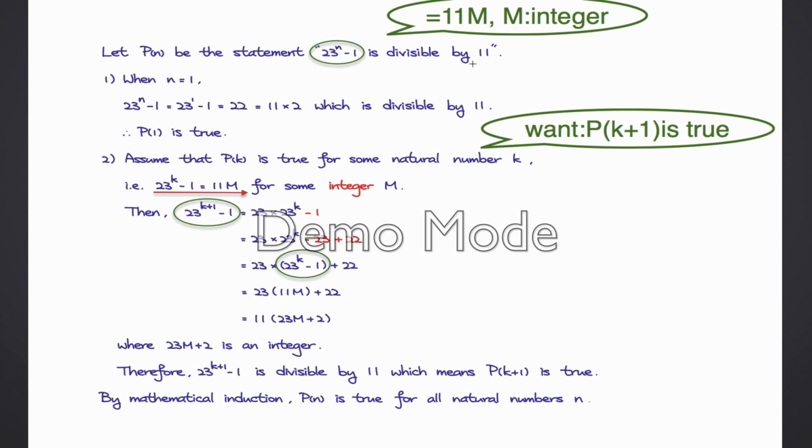When we work on this statement, we should transfer it into a mathematical equation at first. 23^n minus 1 is divisible by 11. That means 23^n minus 1 is equal to 11 times n, where n is an integer. So we want to prove this equation by mathematical induction.